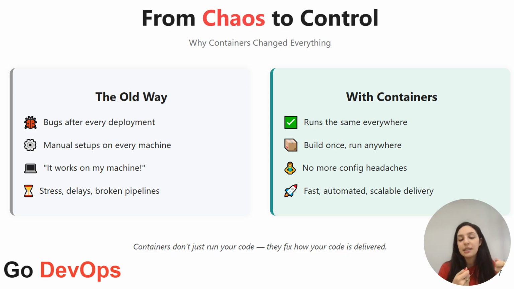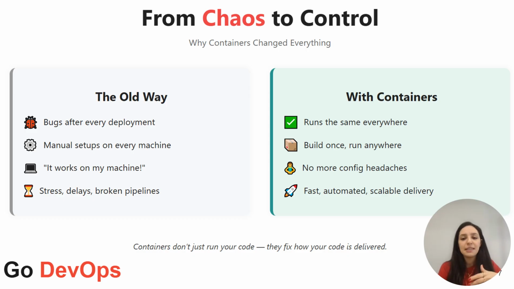So let's be honest, building apps is fun, but shipping them, that's often where things go wrong. So you write code, it runs on your machine, you push to staging, something breaks, you fix it, test it again, you push it to production, and it crashes again. Logs are messy, configs are inconsistent, the team is stressed, clients are waiting, and of course, deadlines don't care. So that's the old way, with manual setup, environment drift, and fragile pipelines.